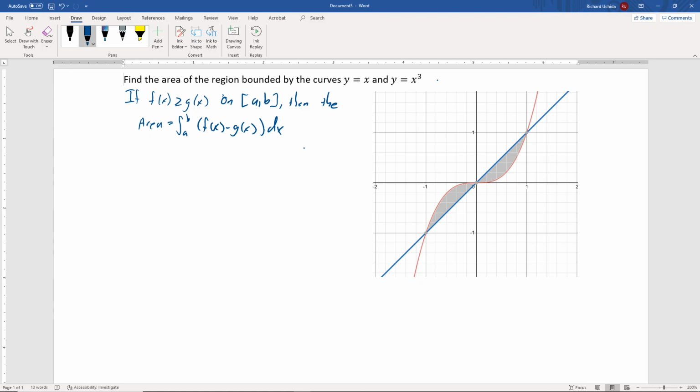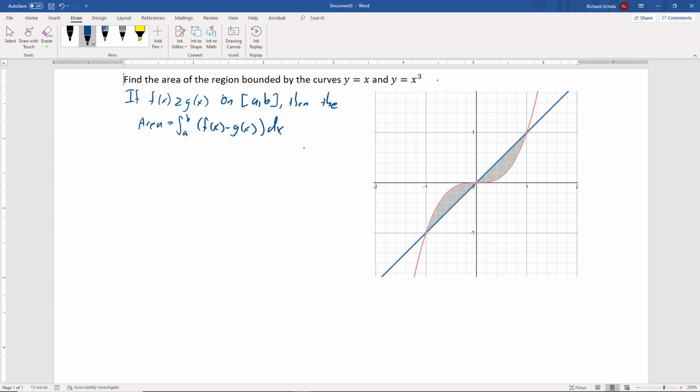Because if you did take the integral of the bottom function minus the top function, you would actually get the negative of the area. And it looks like, from the symmetry of these two graphs, that the areas are the same. It's just that on one, the x cubed is on top of the x, but on the other one, the x is on top of the x cubed.